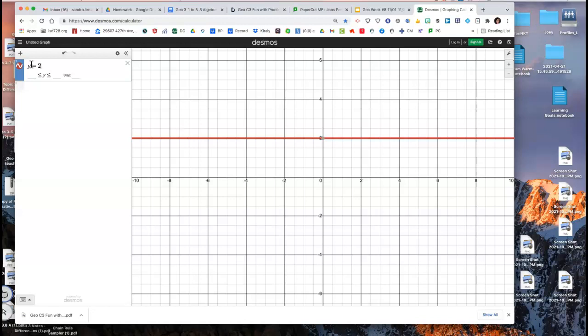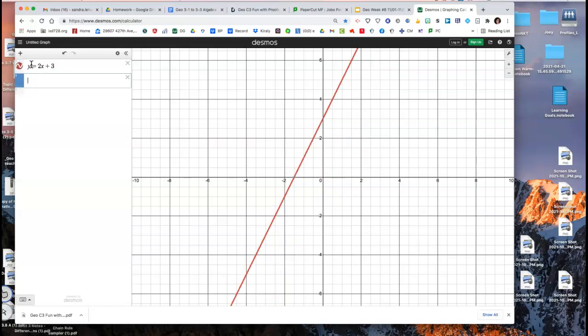Because 2 is not the slope anymore. The slope is 0. The x is missing. But let's do 2x plus 3. There's our line with a slope of 2 and a y-intercept of 3.